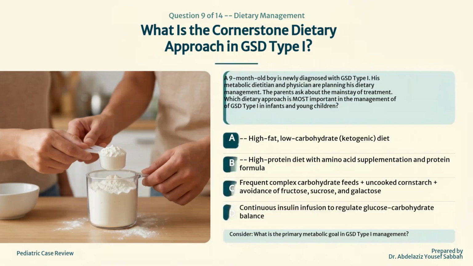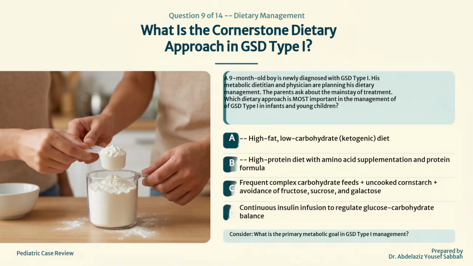Question 9. A 9-month-old boy is newly diagnosed with glycogen storage disease type 1. His metabolic dietitian and physician are planning his dietary management, and the parents ask about the mainstay of treatment. Which dietary approach is most important in the management of glycogen storage disease type 1 in infants and young children?